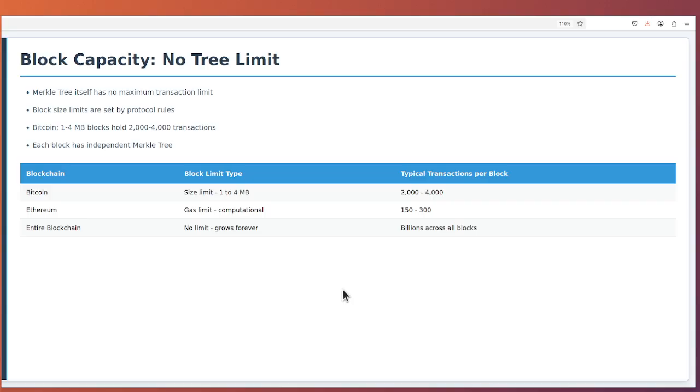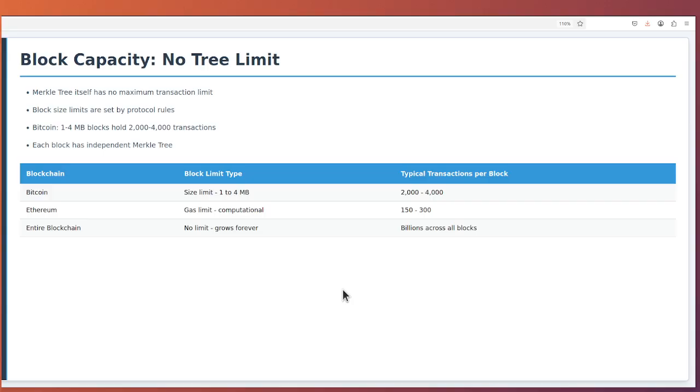Once a block reaches its limit, it gets sealed with its Merkle root and added to the chain. Then a new block starts with a fresh Merkle tree. Across the entire blockchain, you can have billions of transactions. They're just divided among many blocks, each with its own independent Merkle tree. Think of each Merkle tree as a filing cabinet for one folder, and the blockchain as the entire filing room with unlimited folders.